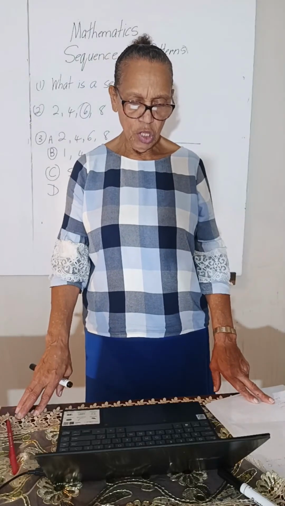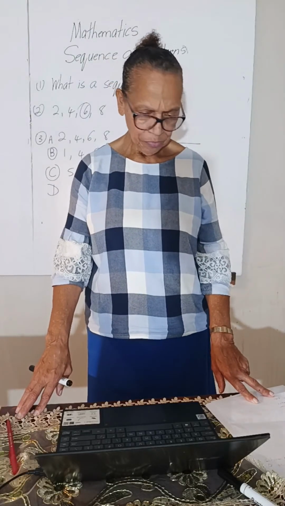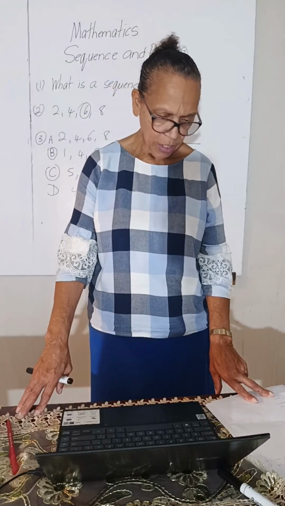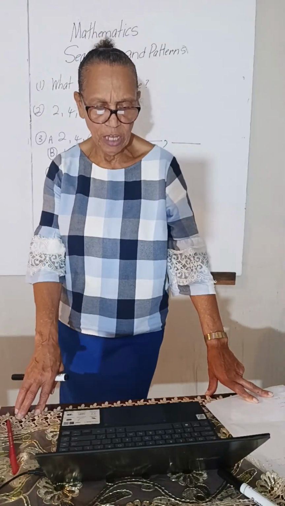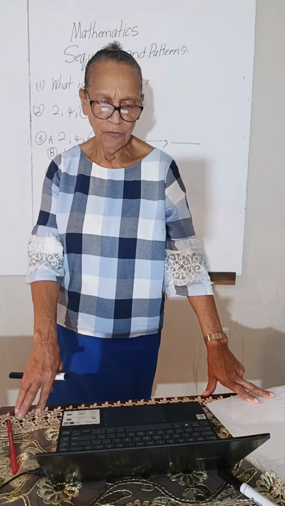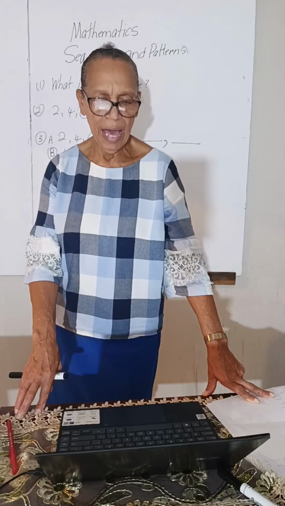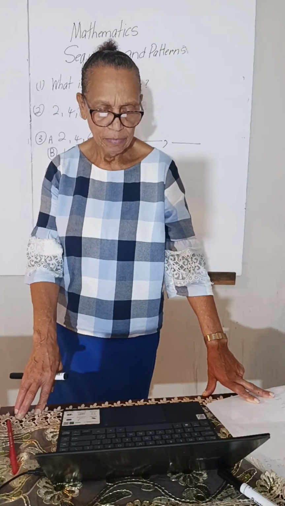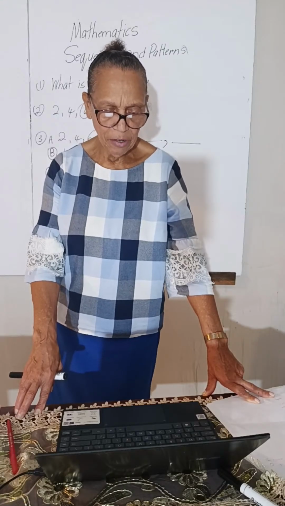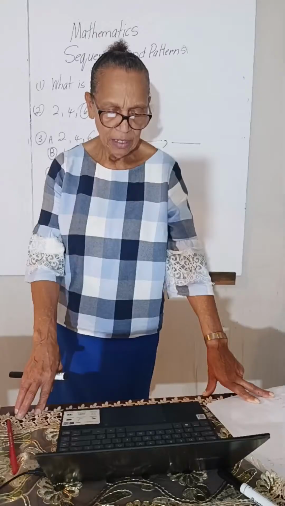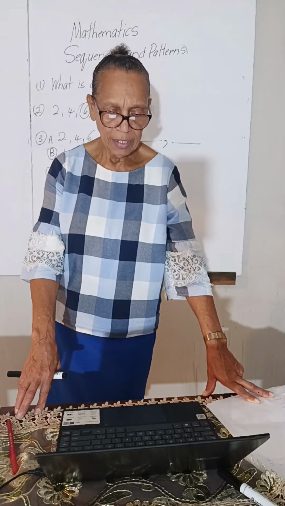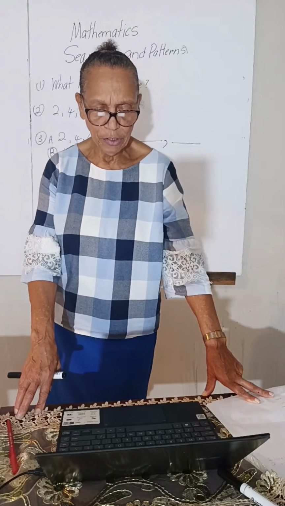All right. Number 14. Identify the pattern. What kind of pattern do you have for number 14? You have 6, then you have 18, then you have 54. They are multiplying by what? 3. It's a multiplying pattern. 3 times 6 is 18. So it's a multiplication pattern.